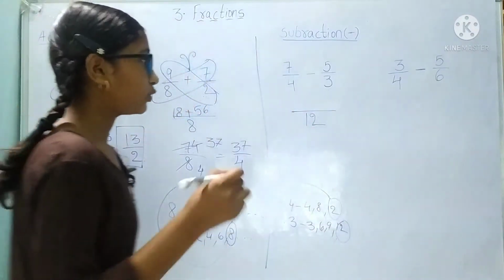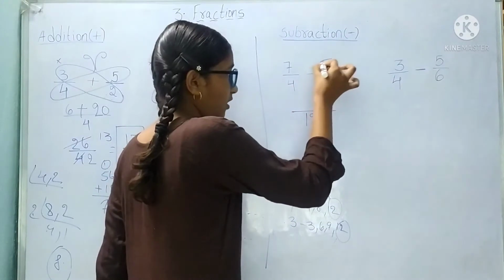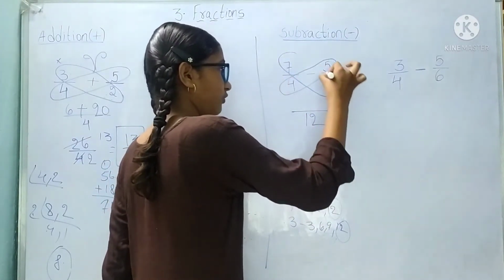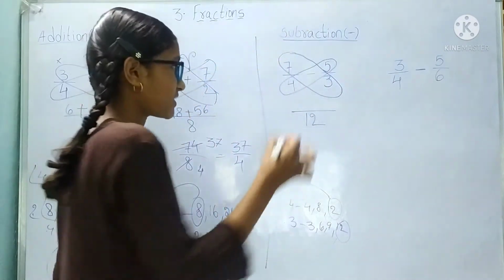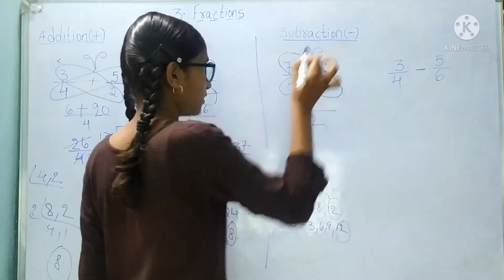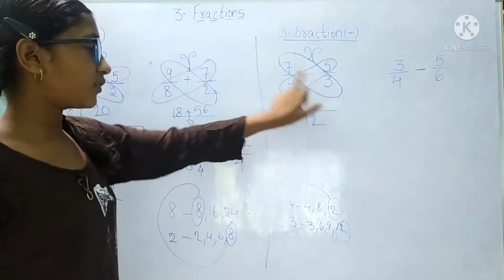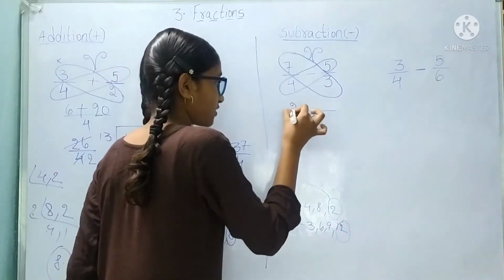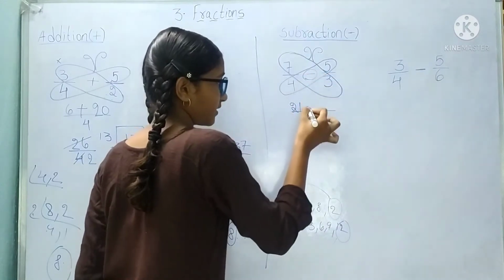And for the numerators, through the butterfly method, 4 into 5 and 7 into 3. This is the butterfly method. Okay, so 7 into 3 or 3 into 7, anyone. 7 into 3 is 21. So 21 and minus.